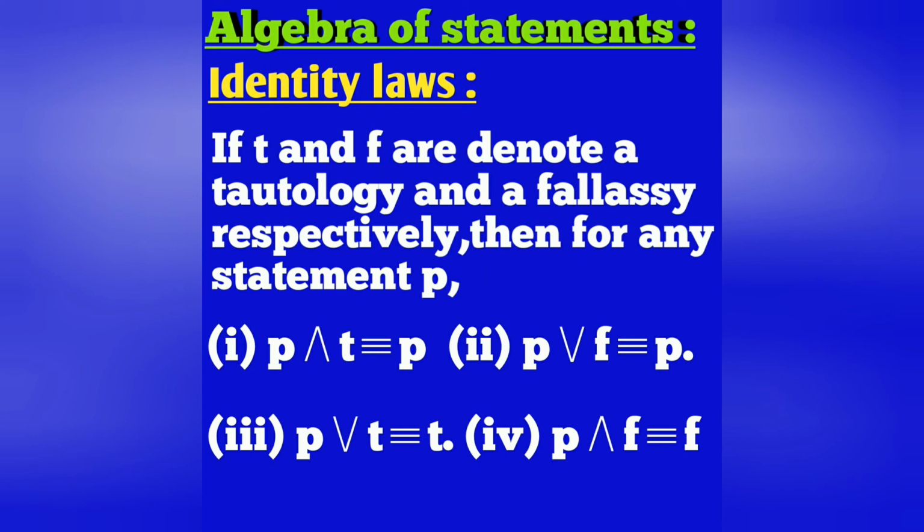Identity laws. If T and F denote a tautology and a falsity respectively, then for any statement P, first one: P and T is logically equal to P. Second one: P or F is logically equal to P. Third one: P or T is logically equal to T. Fourth one: P and F is logically equal to F.